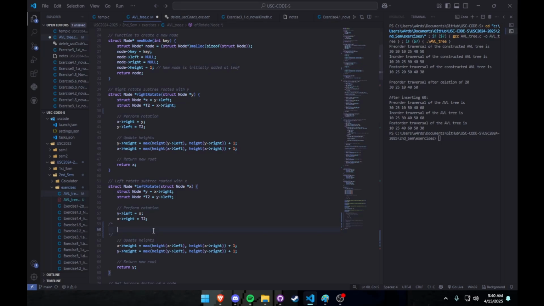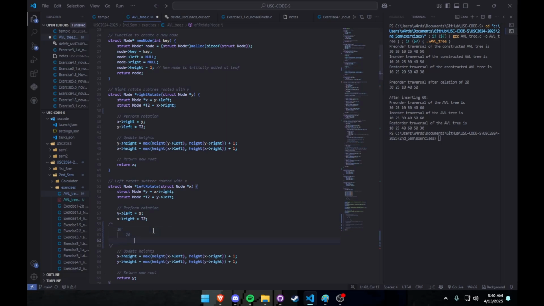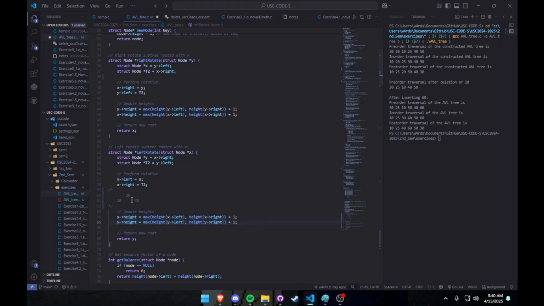So let's say that's 10, that's 20, that's 30. We need to make sure that 10 becomes the left side of 20. So we need to change whatever is there. So after performing the rotation, it should look like this. Yes. And then updating the heights once again, and then returning the new root, which is 20.